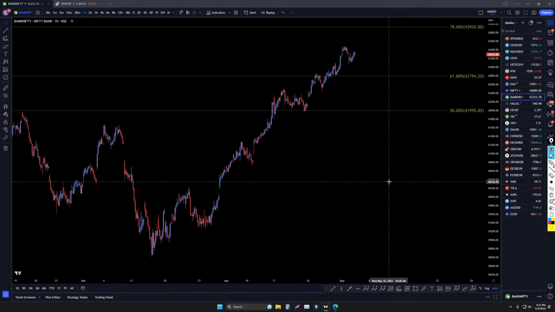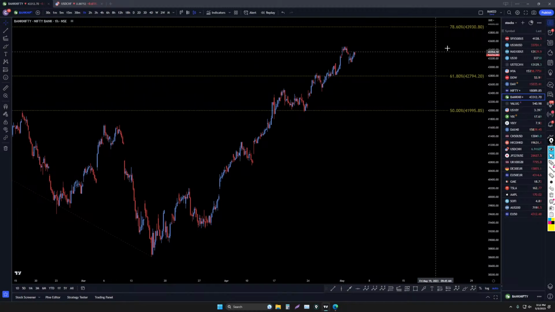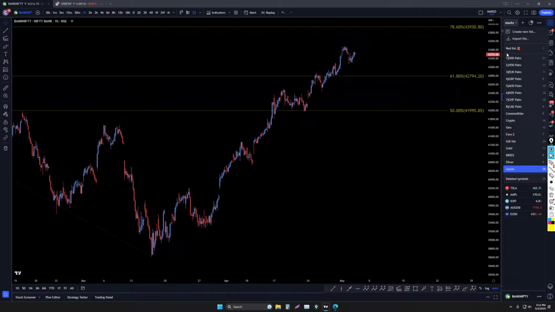So we got the Nifty. Let's go look at oil, natural gas. We're going to take a look at Bitcoin, and then we'll swing back around to look at the dollar pairs. I always like to start off with the dollar pairs and end with the dollar pairs.